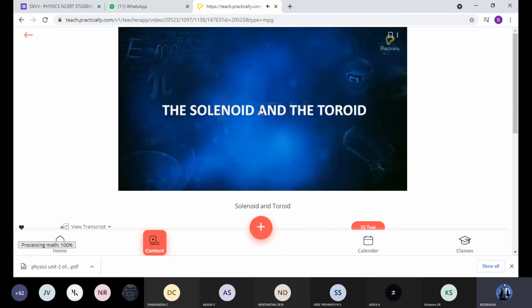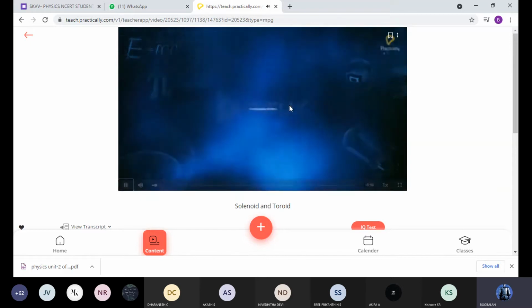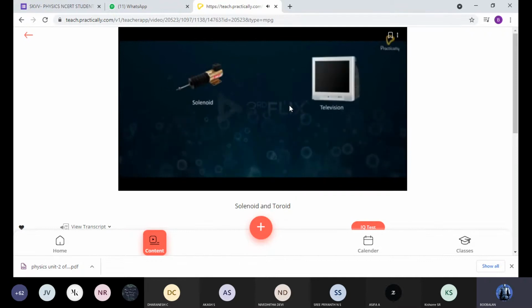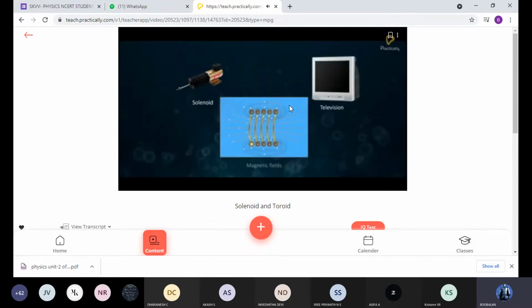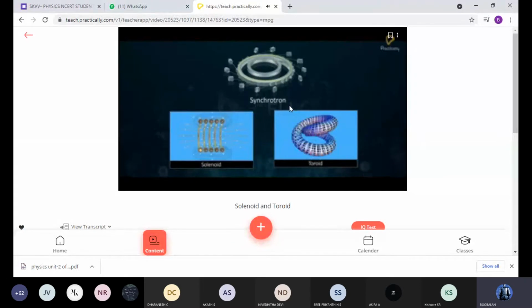The solenoid and the toroid are used to generate magnetic fields. Solenoids are used in televisions in order to generate magnetic fields. A synchrotron uses both solenoid and toroid to generate magnetic field. The solenoid.